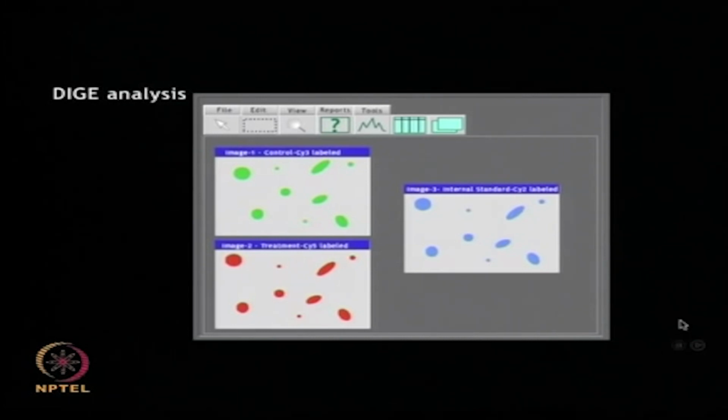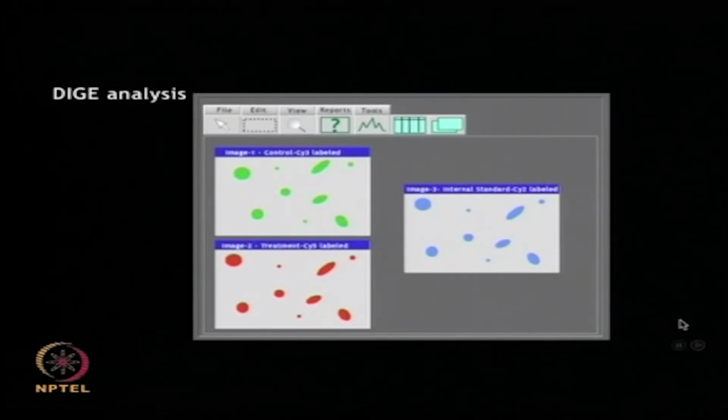I will describe a different analysis, which is DIGE, difference in gel electrophoresis. Although we have very briefly touched upon the use of cyanine dyes, and I will describe this technology in much more detail in the next lecture, briefly I will introduce here that DIGE analysis can be performed with a specialized software which can overlay the images obtained from the scanners for Cy3, Cy5 and Cy2 labeled samples.